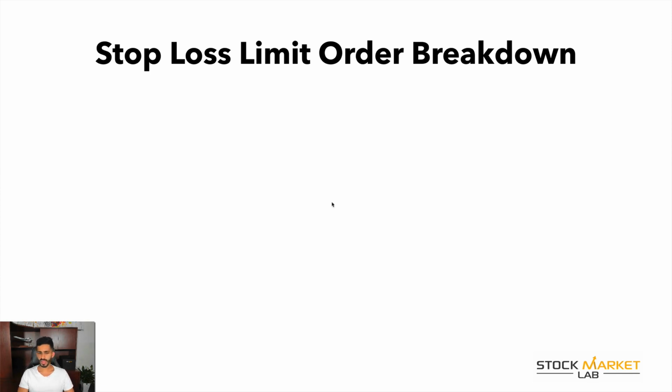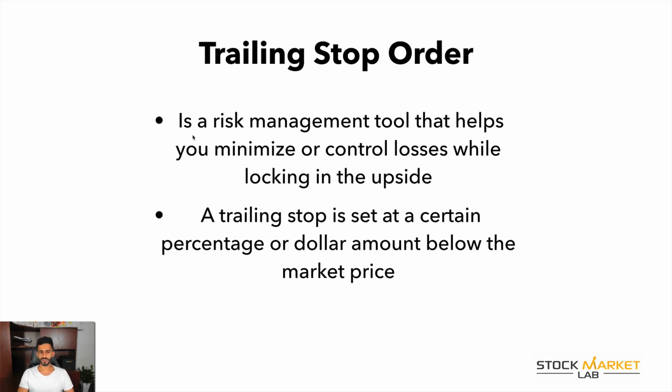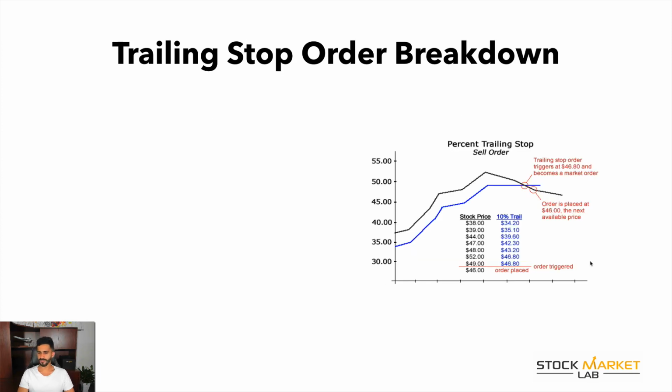Okay. Next, we have something called a trailing stop order. A trailing stop order is also a risk management tool that helps you minimize or control losses while locking in the upside. A trailing stop is set at a certain percentage or dollar amount below the market price. So basically, this is how a trailing stop works.